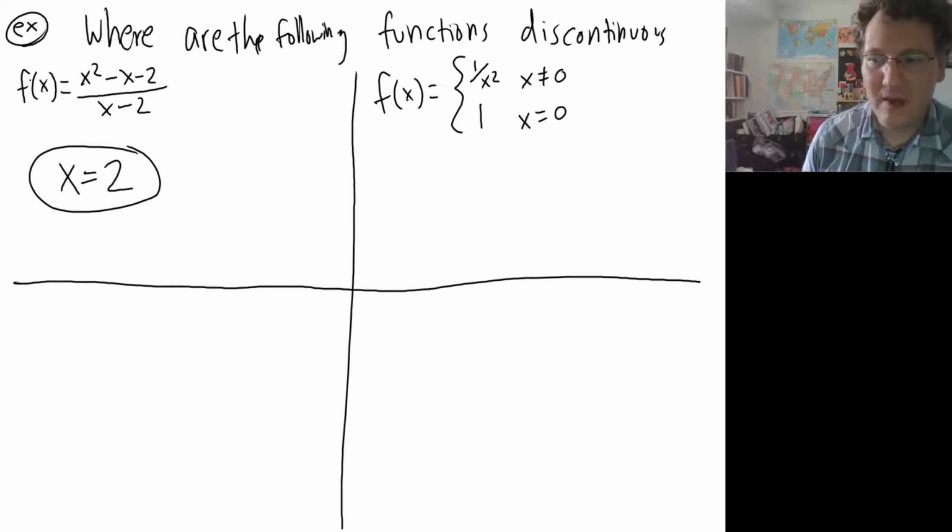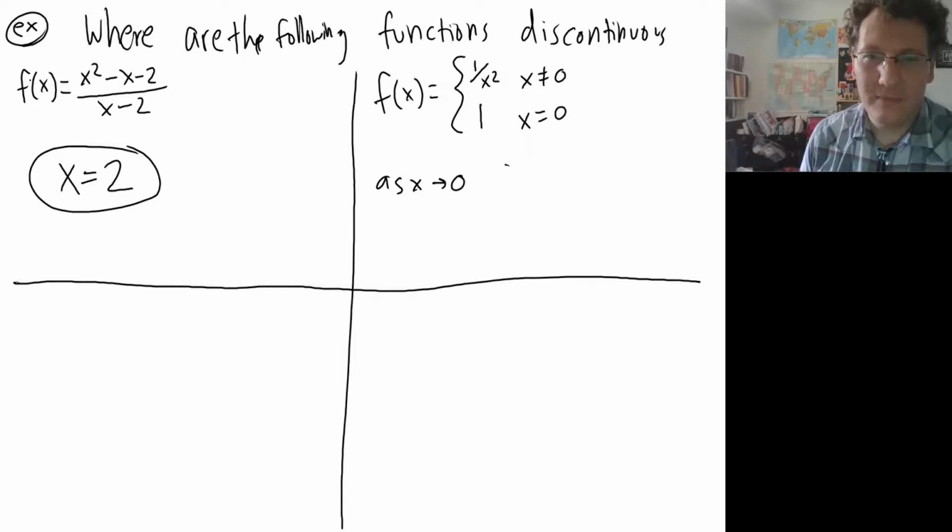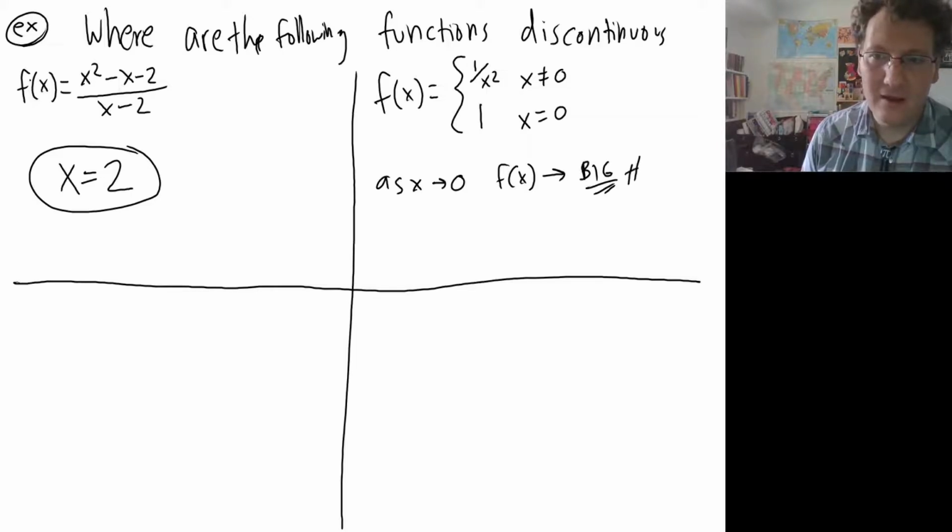Here's a piecewise defined function. For any value of x that's non-zero, it's going to be defined as 1 over x squared, but for x equals 0, it's going to be 1. So all values of x are in its domain, but as x approaches 0, f of x goes to really big numbers. I'll say it very, very plainly like that.